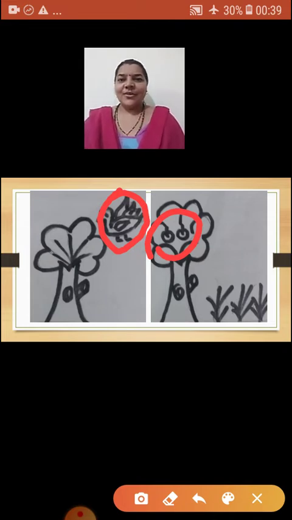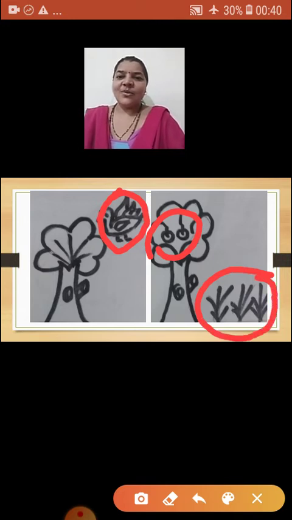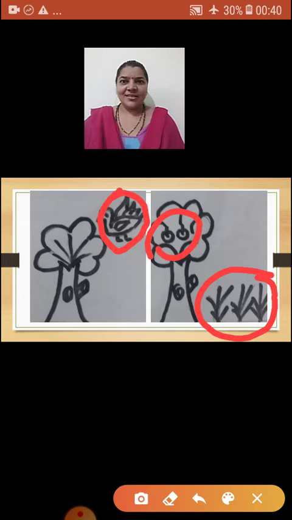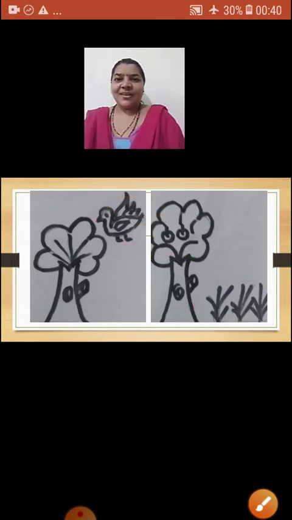And if you observe the picture very carefully, you will understand the picture which is to your right hand side. In that picture we can see here grass. So children, these are the differences which we can see here in these pictures. Understood, children? Are you enjoying the activity? Very good. Now let's see the next picture.